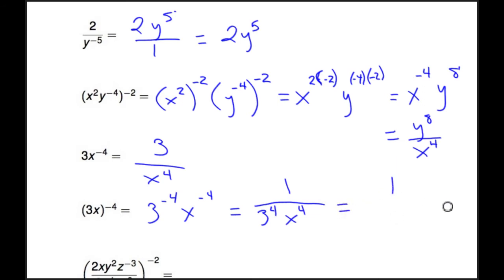But then, of course, we can simplify 3 to the 4th. 3 to the 4th is 81, so you can check that if you don't believe me. But 1 divided by 81 times x to the 4th will be the answer here.